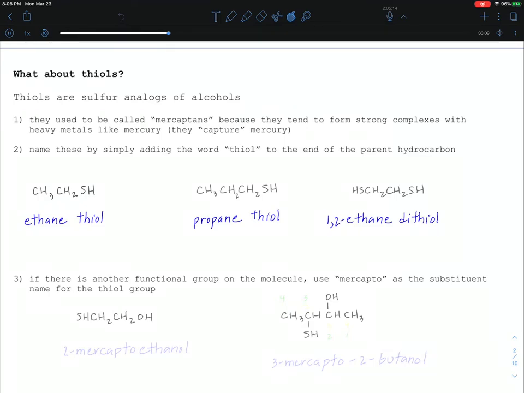And we're going to use the word mercapto instead of thiol. So this is going to be some sort of ethanol, right? And this would be 2-mercaptoethanol.